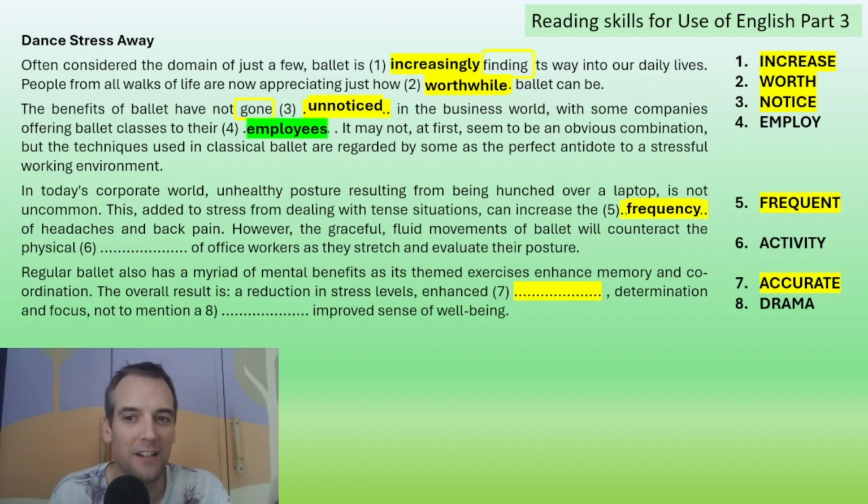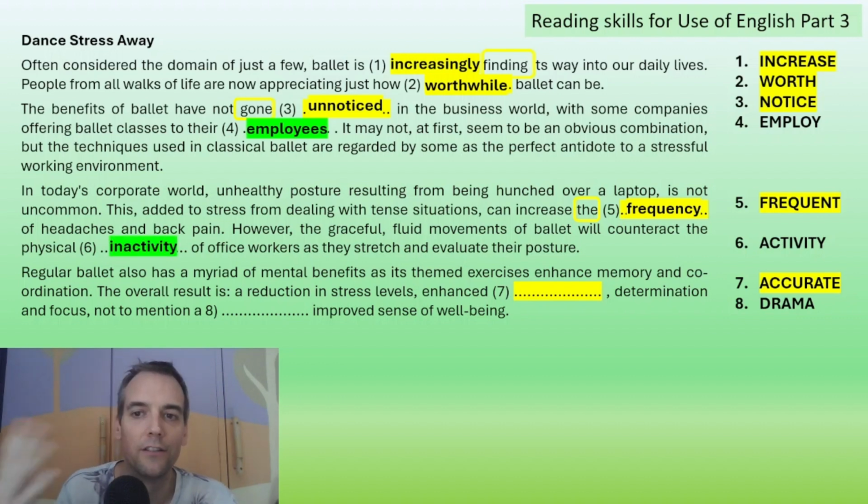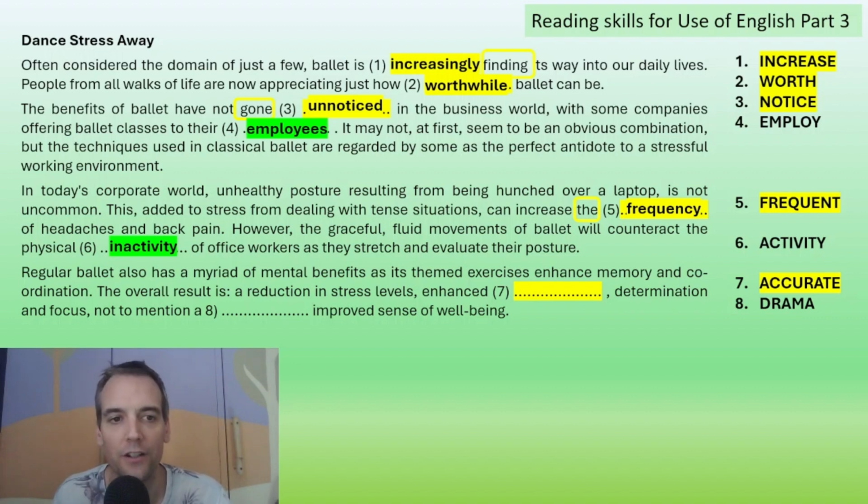Number 6, this one was actually quite tough. You need to look at the context to say that, okay, they are doing ballet to counteract the inactivity because now they're doing some activity. Number 7, what are they enhancing? We need a thing. It's accuracy. We know we need a thing because we saw a reduction in stress. We're listing some things. Accuracy is a thing.